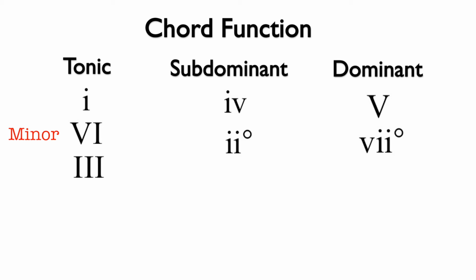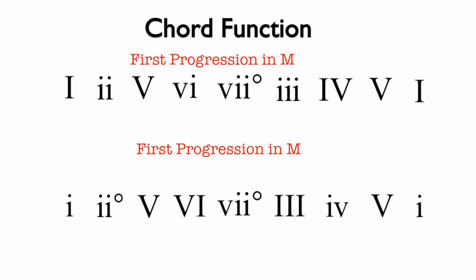Notice that the Roman numerals fall in the same categories, but 1 is minor and 3 and 6 are major. 4 is minor and 2 is diminished. Only 5 and 7 diminished remain the same. Here is the first progression that we created, but in a minor key.